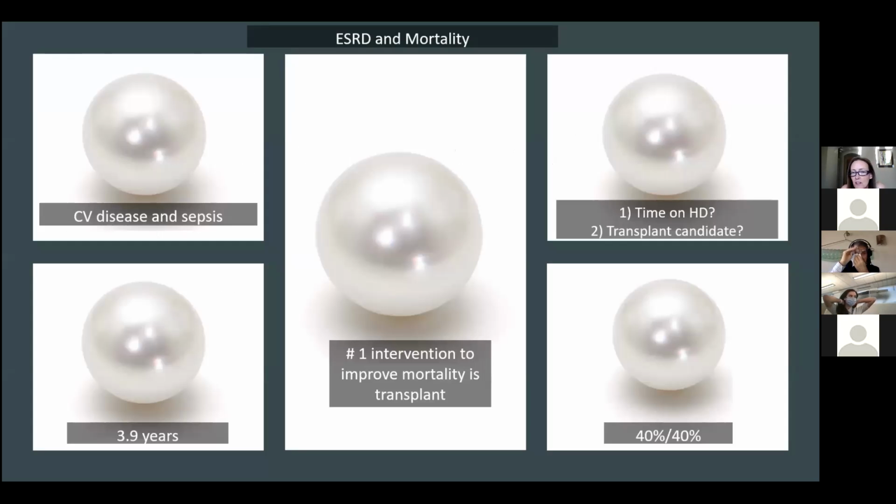And so these are our first set of pearls. Number one intervention to improve mortality in ESRD is transplant. Leading causes of death are cardiovascular disease and sepsis. Median survival is 3.9 years. Please include time on hemodialysis and whether your patient is a transplant candidate in your H&Ps. And you may have noticed, 40% survival at 5 years, and 40% of the cause of death is cardiovascular disease.